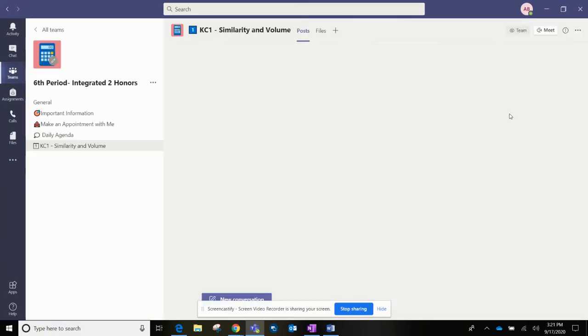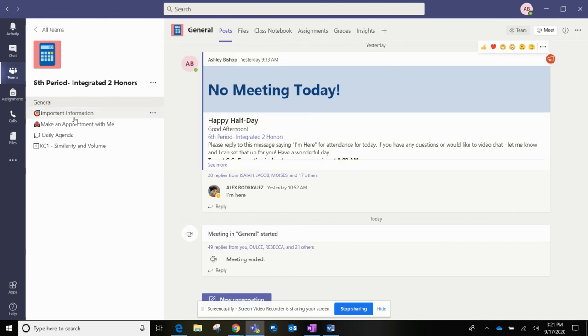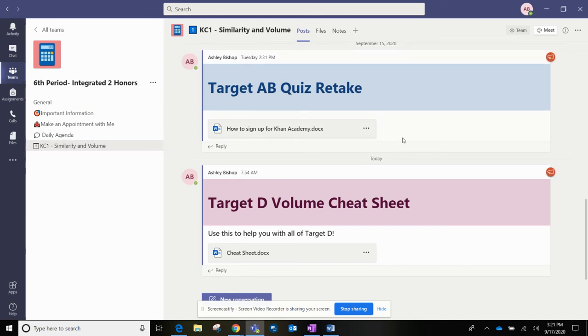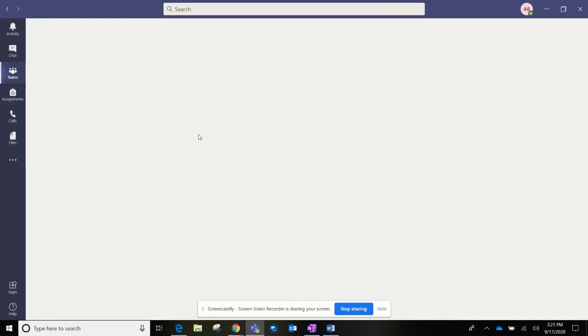I'm going to show you, I got cut off, but I'm going to show you where to find the cheat sheet that will help us through all of these problems. If you go to our main general teams page, and then you go to the left-hand side and you hit KC1 similarity and volume, here's your target D cheat sheet.